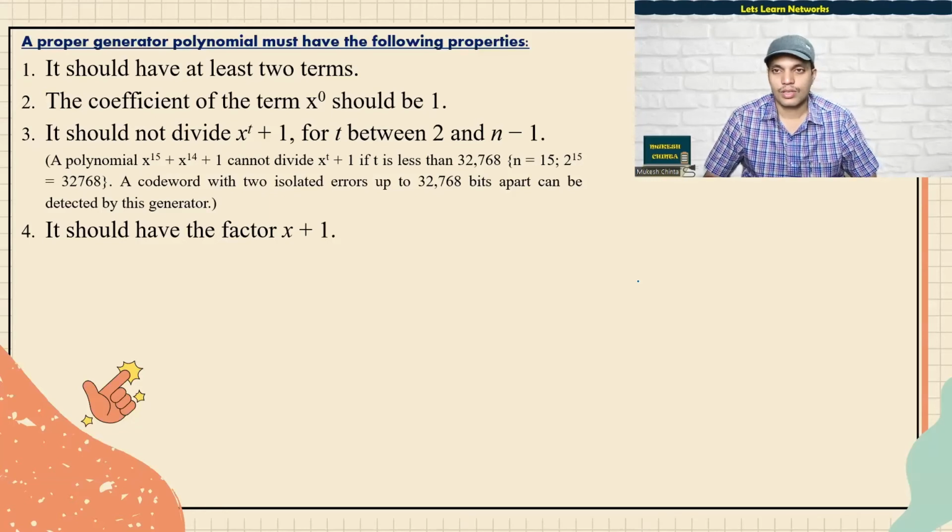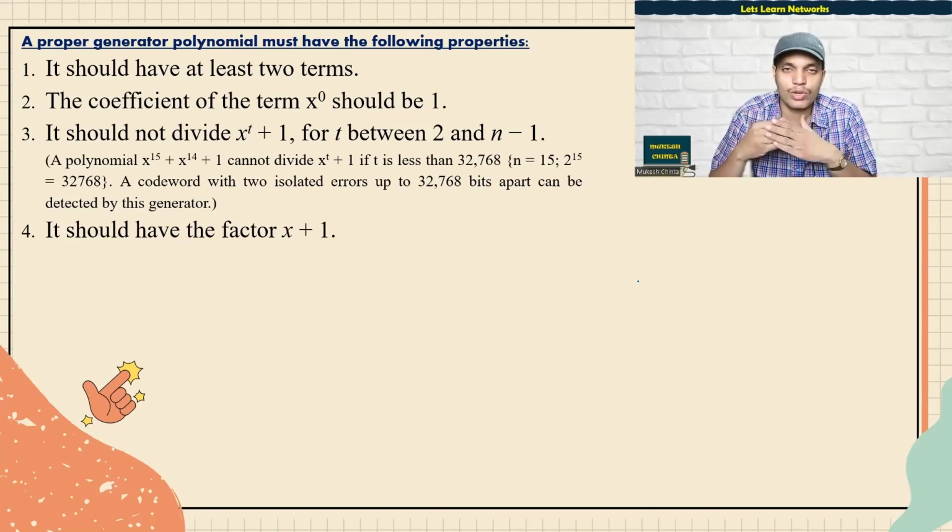Now coming to this, sir, for CRC, what is the most important point? What is the critical point of operation? The most important thing is selection of a proper generator polynomial. If you don't select the generator polynomial properly, you cannot get accurate results. So are there any particular things to be taken into consideration when deciding upon the generator polynomial?